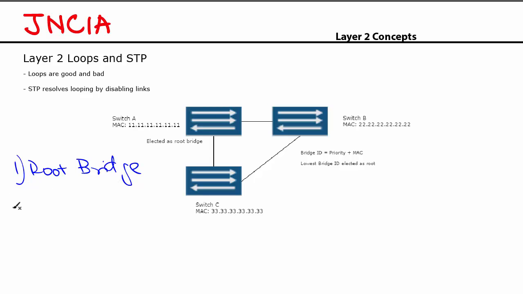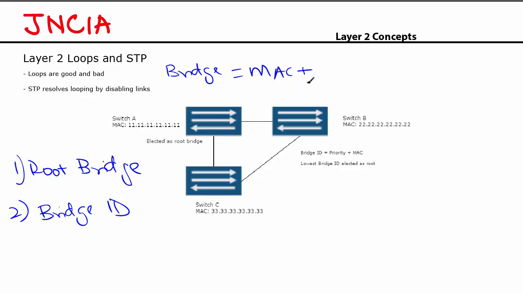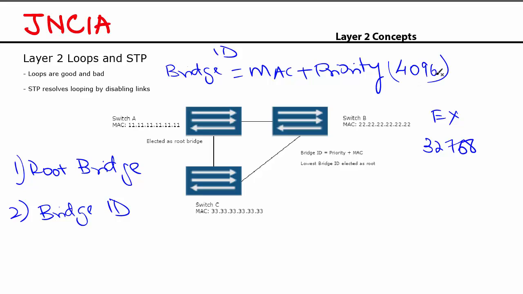To elect the root bridge, we need something known as the bridge ID. The bridge ID is a combination of MAC address plus priority. These two values combined give you the bridge ID. The bridge priority is a user configurable value on a switch. For the EX series switches, this value is 32768 by default. Now for the simplicity of this example, let's just assume all switches here have a default priority of 4096.